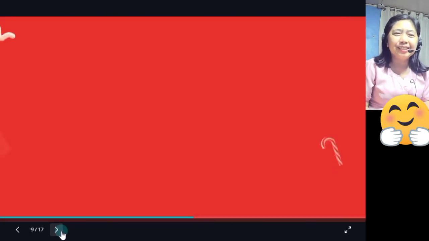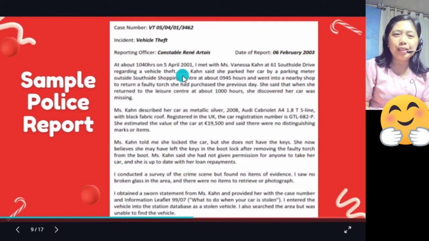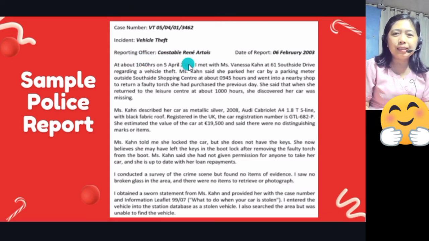Okay, so this is the example of a police report. Okay, who is the reporting officer? Okay, my name, and then the incident, vehicle theft. Okay, and then the description of the incident. And also, okay, again, it is mentioned here that we will make a specialized report. So you can follow the narrative, or you may not follow the chronological order.